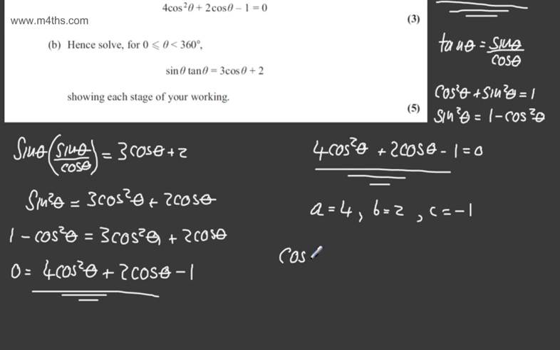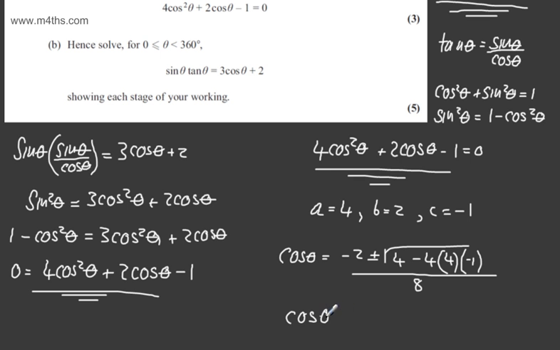So we can say cos theta will be equal to minus b, which is -2, plus or minus the square root of b squared, which is 4, minus 4ac, which is 4 times 4 times -1, all over 2a. So 2 lots of a is going to give me 8. This is going to give me a solution or solutions for cos theta.